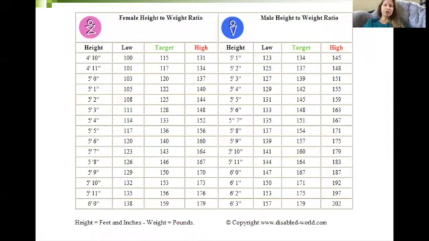And here is your chart. So for example, I am 5'5". So on the low end would be 117 for me. Target, like healthy weight for me, is 136. And then as I start going into obesity would be 156. So you can find yourself on this chart.